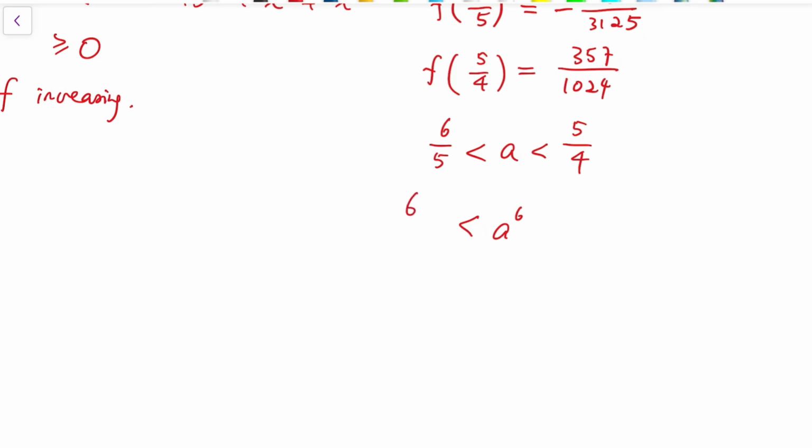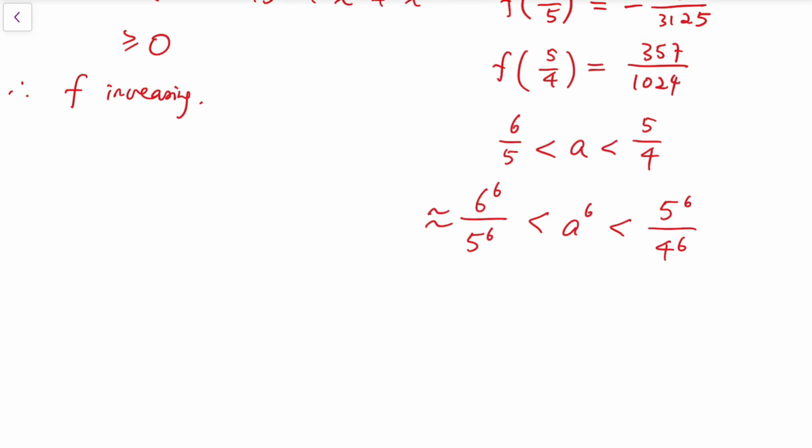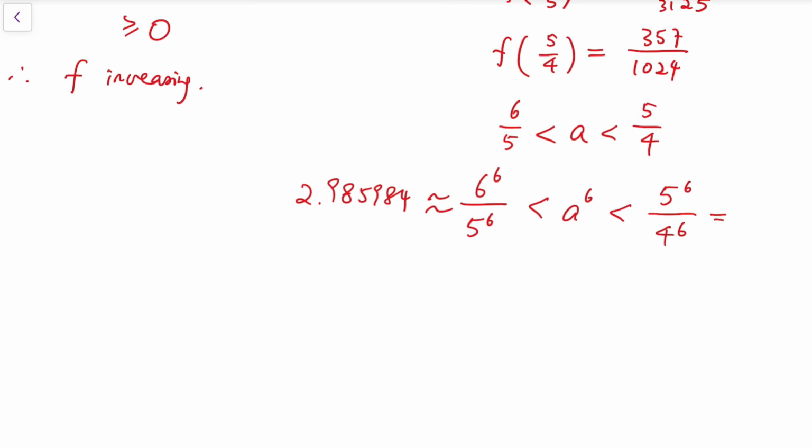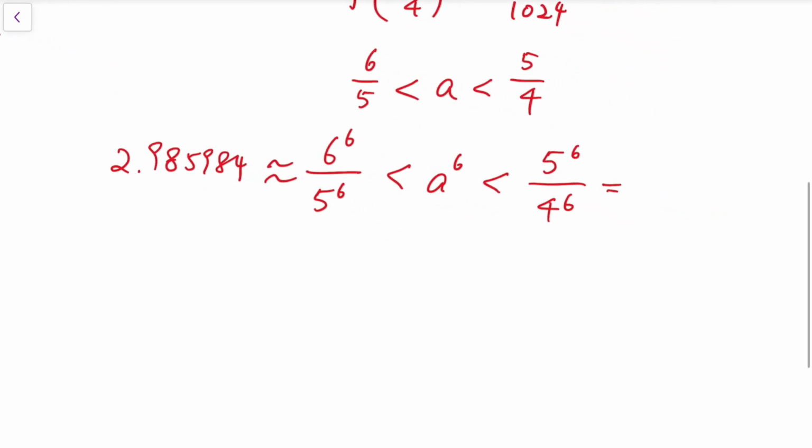And in fact, if we look at a to the power 6 from this range, we can see it's between 6 to the power 6 over 5 to the power 6 and 5 to the power 6 over 4 to the power 6. For the fraction at the left, it's about 2.985984, while for the number at the right, it's easier to compute. In fact, it is 15625 over 4096, and we can say it's less than 4.